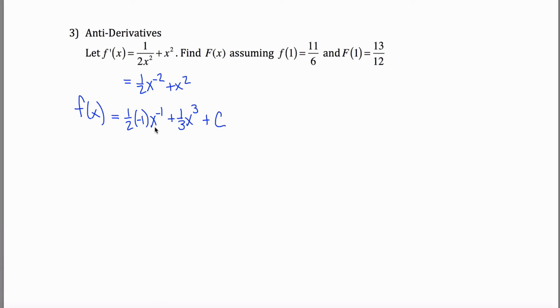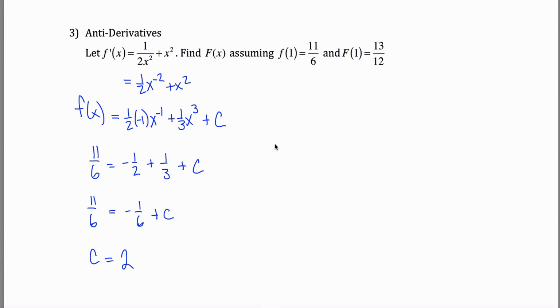So here's kind of a general form of your function, but you're told that f of 1 is 11/6. So what that tells me is that 11/6 must be equal to negative 1/2, which is this guy, plus 1/3, this guy, plus c. But negative 1/2 plus 1/3 is negative 1/6. This is negative 3/6. This is positive 2/6. And if I add 1/6 to both sides, I get that c is 12/6, aka 2.